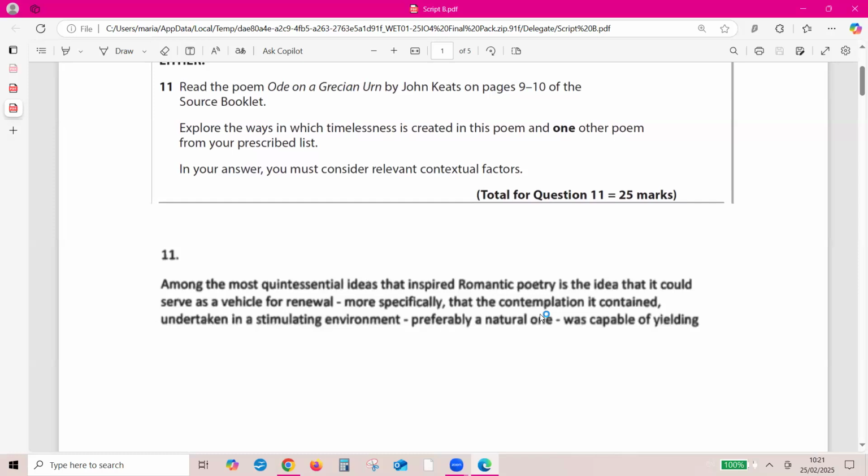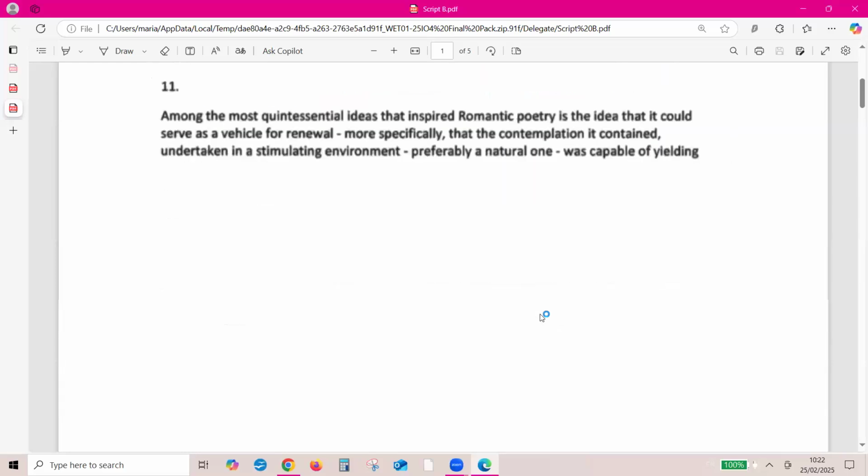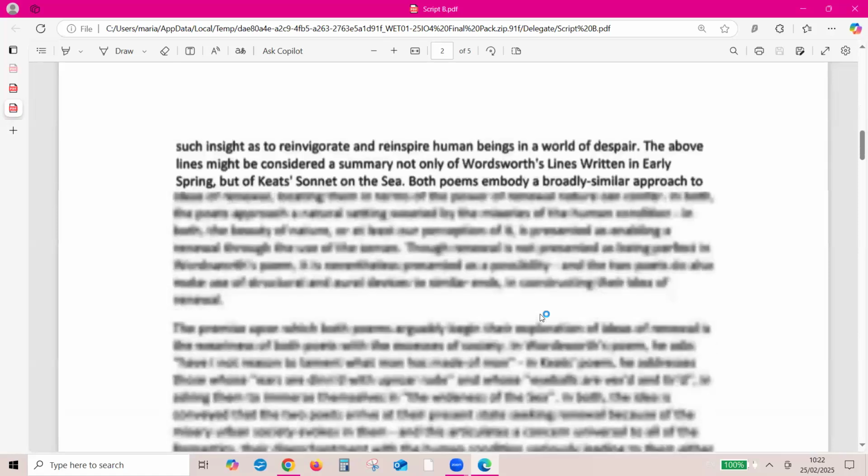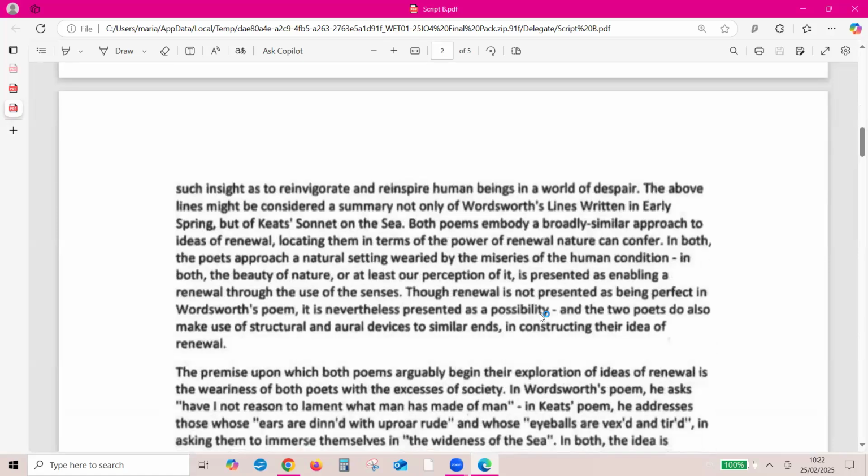So among the most quintessential ideas that inspired Romantic poetry is the idea it could serve as a vehicle for renewal. More specifically, that the contemplation undertaken in a stimulating environment, preferably a natural one, is capable of yielding such insight to reinvigorate and re-inspire human beings in a world of despair. So just something to note, the candidate started with a fairly confident tone, and they have a viewpoint about the poetry, although perhaps we're not getting timelessness yet.